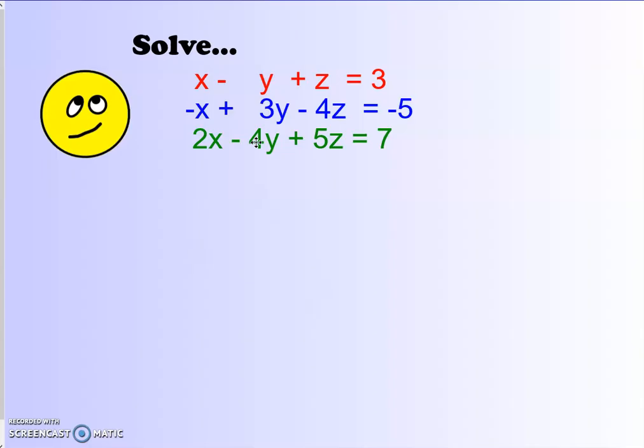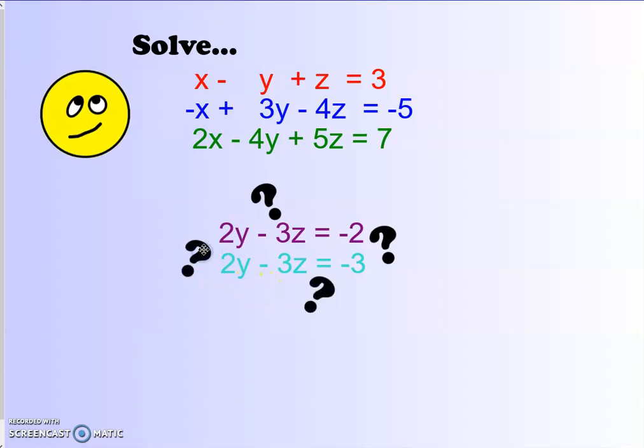I went ahead and I solved this, and what I did is I combined these first two equations to get rid of the x's, and I got this purple equation. And then I combined the blue and the green, and I got this, I don't know, aquamarine equation. But see, that gave me a bunch of questions. Look at these question marks.